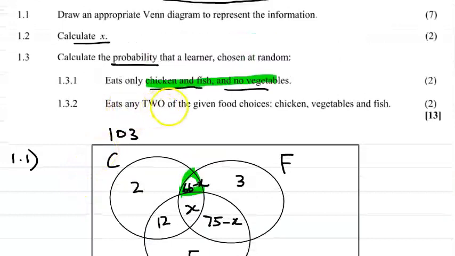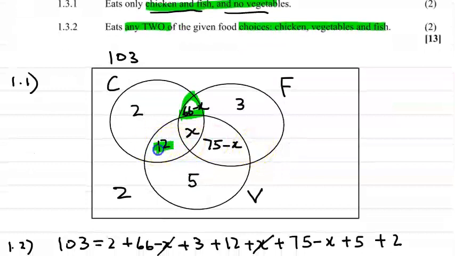1.3.2: eat only two or any two of the given food choices, chicken, fish, and vegetables. So only two of the food choices, chicken, vegetables, and fish. So any two. So any two will be 12 there, which is also 4. So that's chicken and fish, and 75 minus 64. And also we can include, any two will also mean eating all 3.